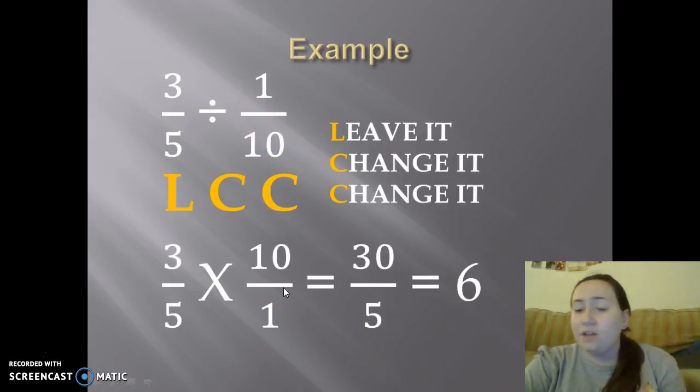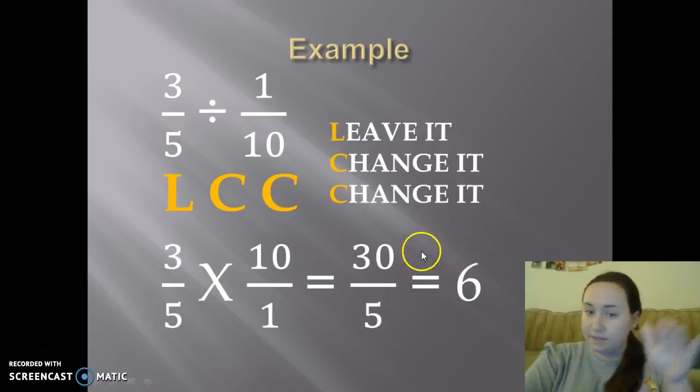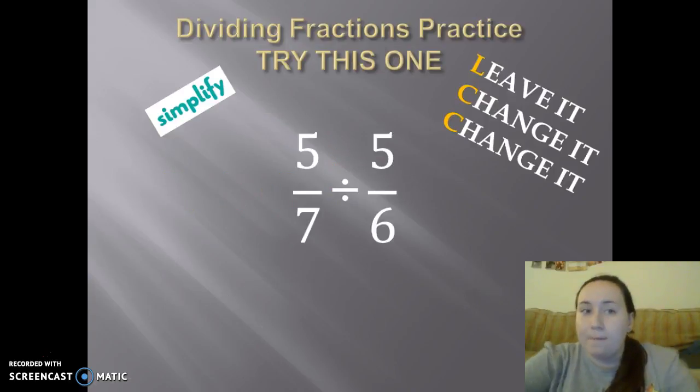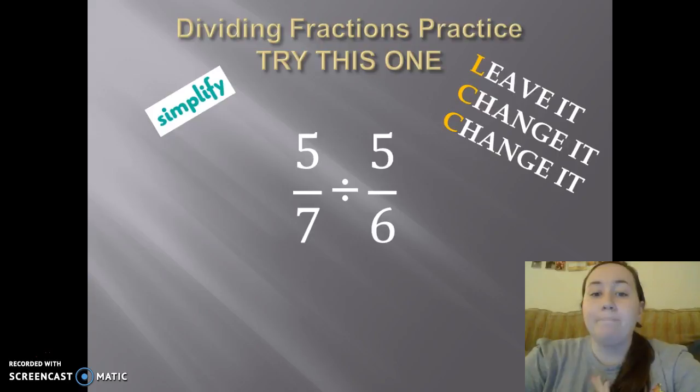Okay? And all you have to do, y'all, is multiply across. Look, 3 times 10 is equal to 30. 5 times 1 is equal to 5. We get 30/5. But always simplify, which equals 6, because 30/5 is equal to 6. This isn't so bad. Super easy, right? Okay, so another example. So 5/7 divided by 5/6. Y'all try it. Pause the video. Okay, now let's talk about it.